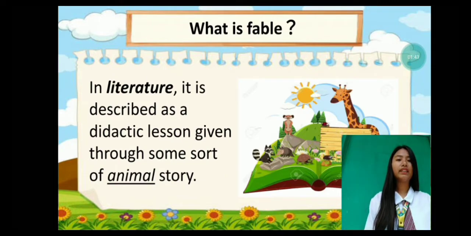In literature, it is described as a deductive lesson given through some sort of animal story. Deductive lesson means concept and generalization are introduced first to learners, followed by the specific example or activities. For example, the concept is animal story. I will introduce first what is an animal story. After that, I will ask what are the examples of animal story.